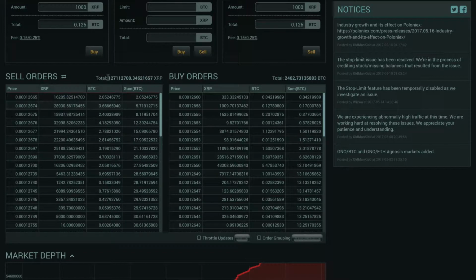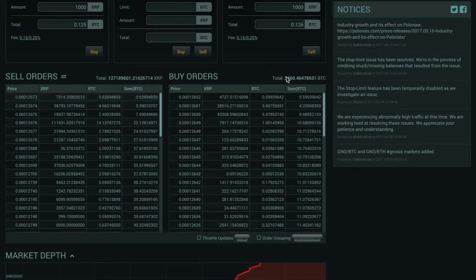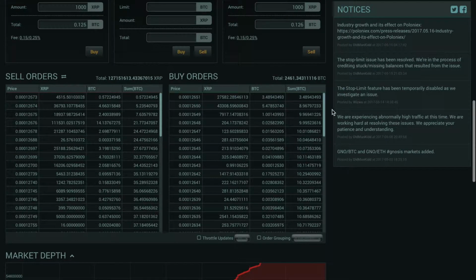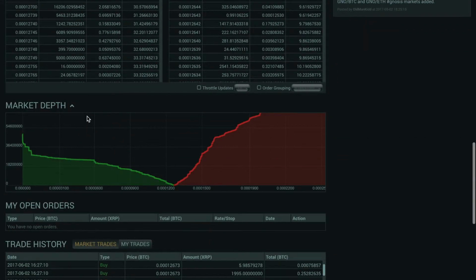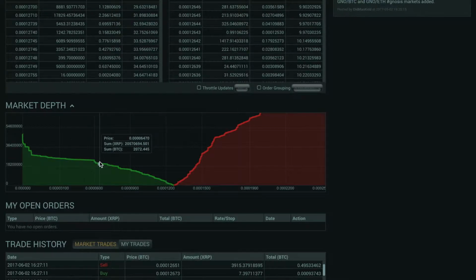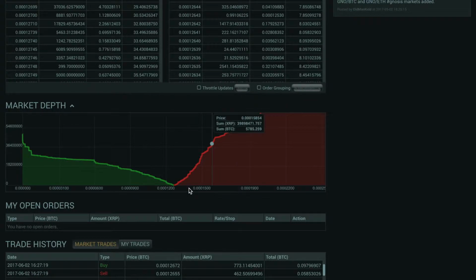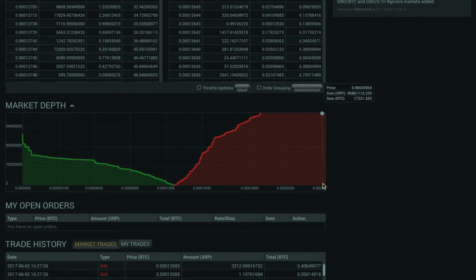And vice versa. If sell volume is going up and buy volume is going down, that means that price will go down soon also. Below is a visual representation of the order book. You may see which amounts are placed on a price scale. You see here we have a big sell pressure.